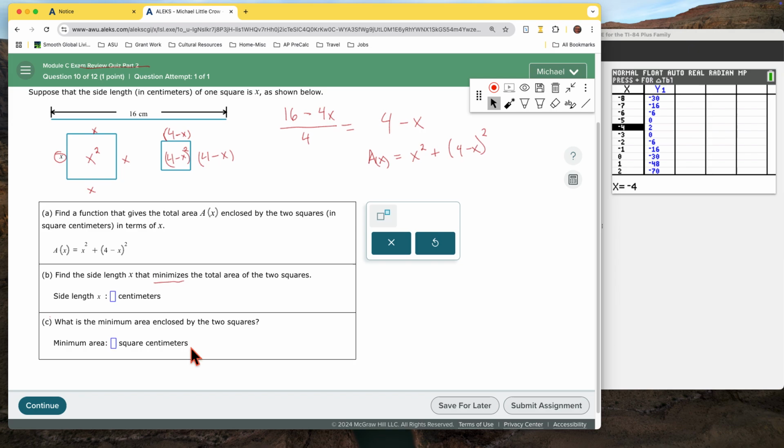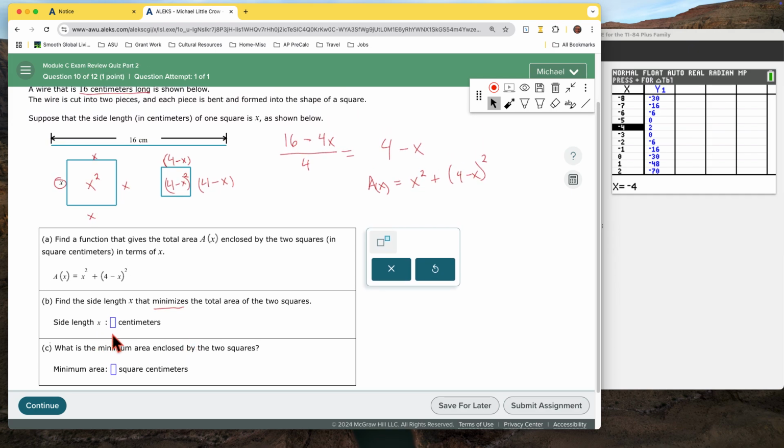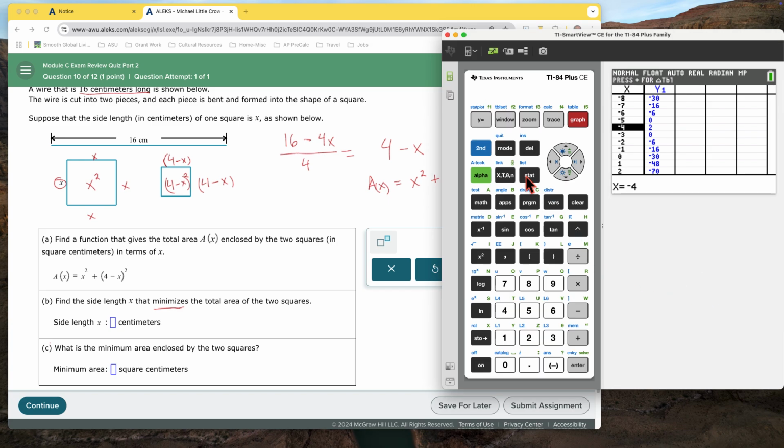Oh, there's a couple other questions. The side length x of this in centimeters. What is the minimum area enclosed by the two squares? So here's the deal. If we use a graphing calculator, notice this is a quadratic, we will be able to graph this. What we're looking for, a minimum, is the vertex. It's going to give it to us. I'm going to do that, and we're going to get our answers, and then I'll show you how you can do it by hand if you don't have a graphing calculator.